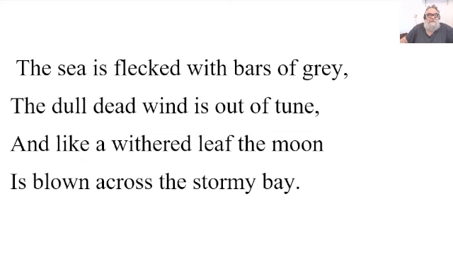It's not lively enough. And like a withered leaf, the moon is blown across the stormy bay. So we have this withered leaf, a leaf that has dried up, so it's autumn, and this leaf, which the moon looks like, is being blown across the bay where there is a storm. So there's a storm in the sea, but the wind where he is is quite dull and doesn't have a lot of life to it. And he sees the moon slowly moving across this bay of storms.